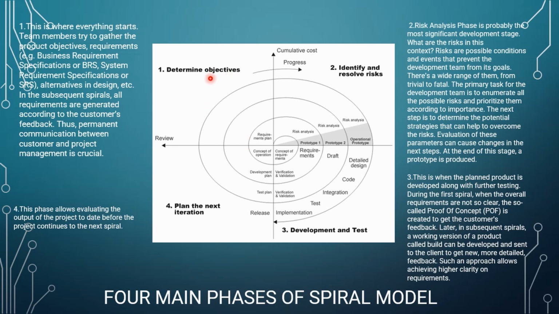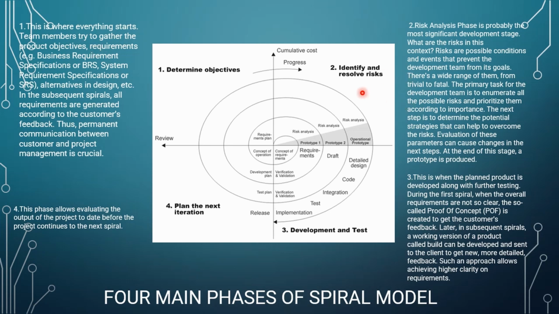One, determine objectives. This is where everything starts. Team members try to gather the product objectives and requirements, for example the business requirement specification or BRS, the system requirement specification or SRS, alternatives in design, etc. In the subsequent spirals, all requirements are generated according to the customer's feedback. Thus, permanent communication between the customer and project management is crucial.